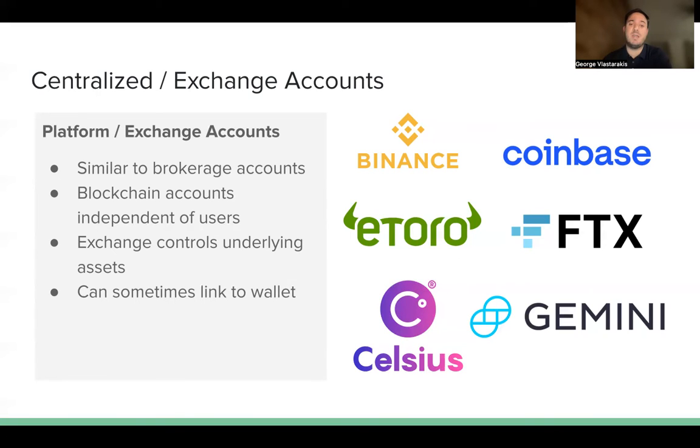There are many different exchange controls that underlie different assets, and we will see how this enables many of these different platforms to provide many different products that are much more advanced than what their underlying blockchains are capable of hosting. And of course, sometimes we can link these platforms to a wallet account in case we want to take our assets outside of the platform and store them in our personal wallets and as such personal accounts.